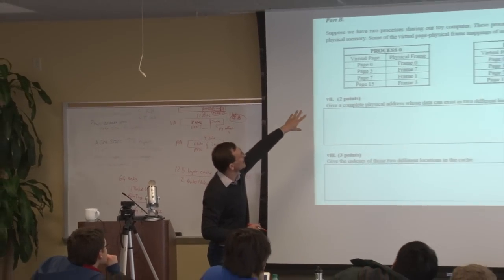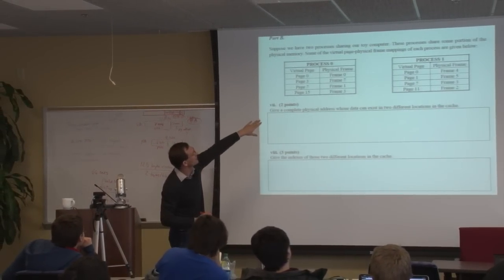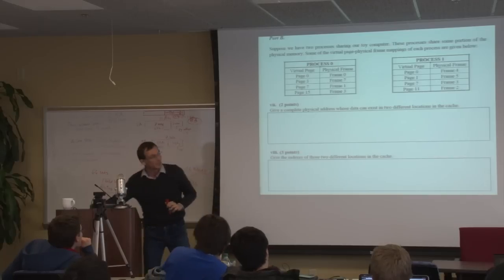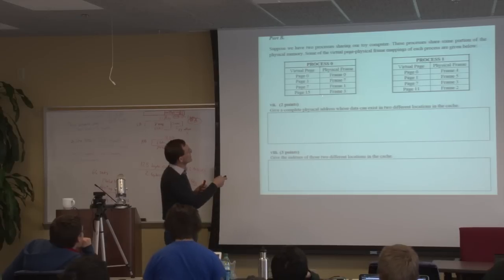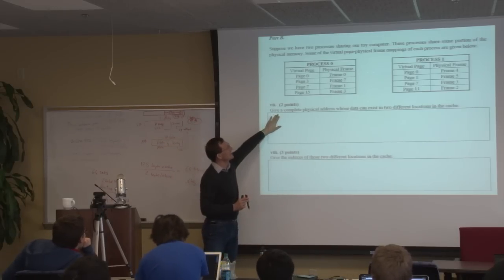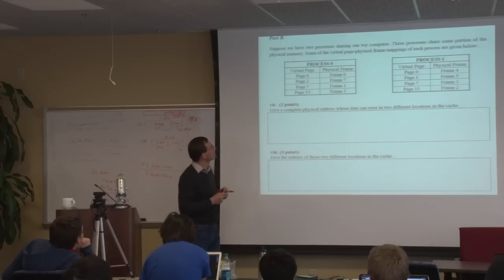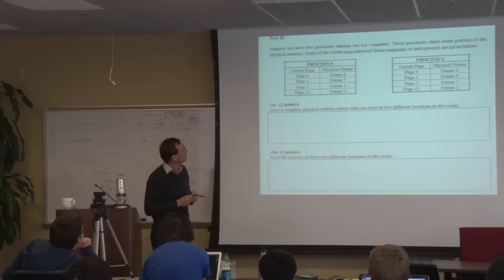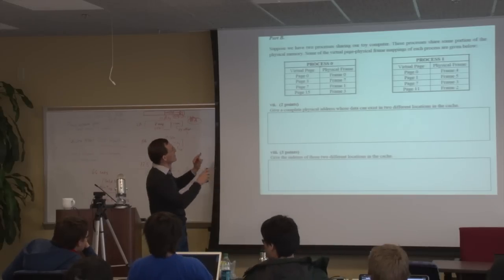Suppose we have two processes sharing our toy computer. These processes share some portion of the physical memory. Some of the virtual page to physical frame mappings of each process are given below. And this is basically the page table, or part of the page table of process 0, part of the page table of process 1, just the mappings. Give a complete physical address whose data can exist in two different locations in the cache. Well, remember, this is basically asking about synonyms. What is a synonym? Two different virtual pages mapped to the same physical page, physical frame. So you need to look for something like that over here.